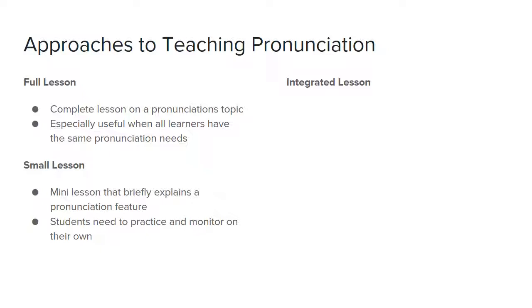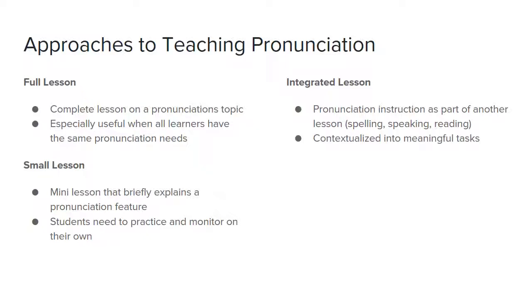Now, many teachers will opt for an integrated lesson, and this is actually what most researchers will recommend. The idea of an integrated lesson is that pronunciation instruction is taught with another skill. So maybe we're having a lesson on spelling or reading or speaking, and we teach pronunciation. Oh, by the way, this is a pronunciation feature that relates to what we're doing right now. The reason why this is preferred is that it makes pronunciation contextualized in meaningful tasks that the students are already doing. So they're more likely to remember and apply and evaluate their ability to follow that pronunciation feature.